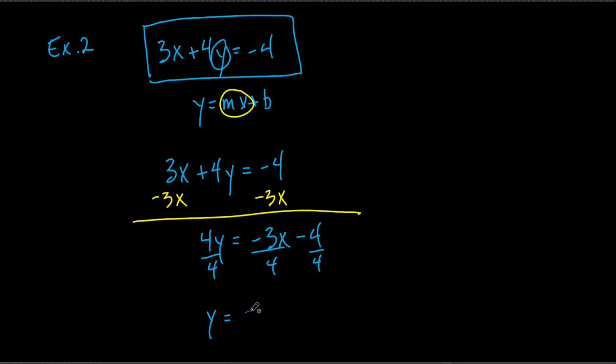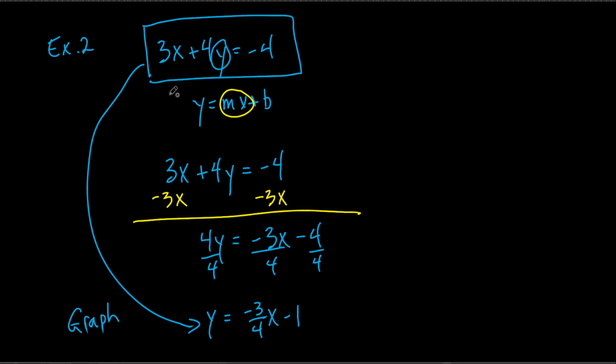So what's this going to be? This is going to be negative 3/4 x. What's this going to come out to be? What's 4 over 4? It's just a 1. So look what we just did. We just changed it from standard form into slope-intercept form. Okay, and they want you to graph it now.